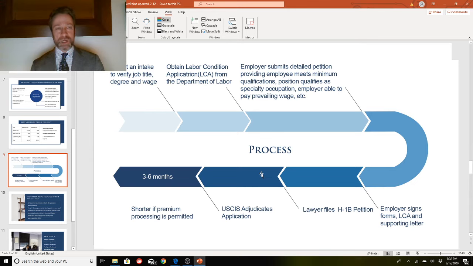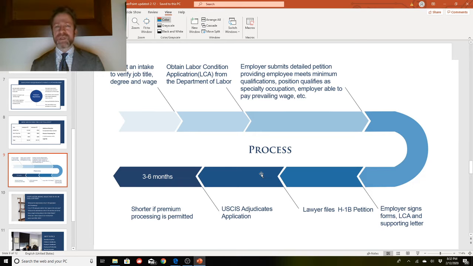We will send an intake sheet to the employer and the employee to get the job information, as well as the employee's university degree or degrees and the wage for the job. We fill out a labor condition application that we send to the employer for posting. That labor condition application has information about the job title, about the employer, and about the wage. And the employer has to post that labor condition application at the job location.